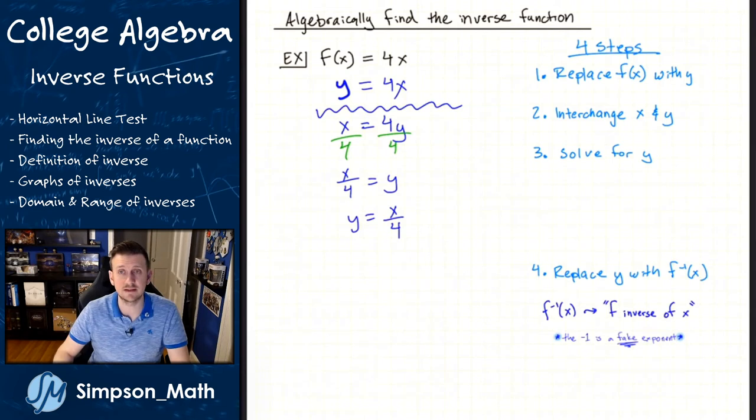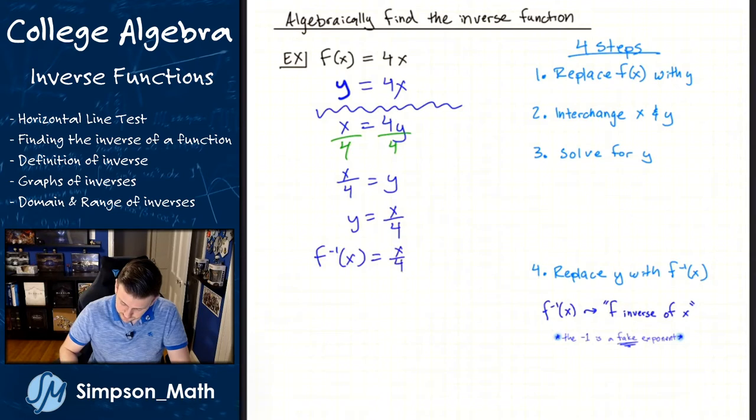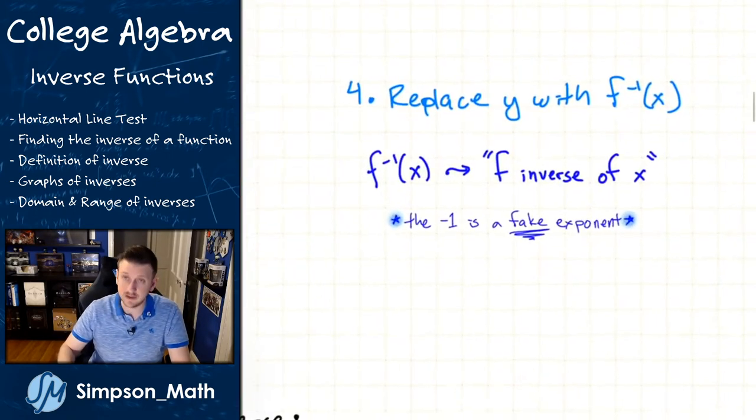And then ultimately I'm going to replace y now with the inverse function notation. So instead of f of x, it's f with a little negative 1, of x equals x over 4. By the way, this is the same thing as saying one fourth x. I'm good with either of those, one fourth x or x fourths. Now, just a note about this notation.